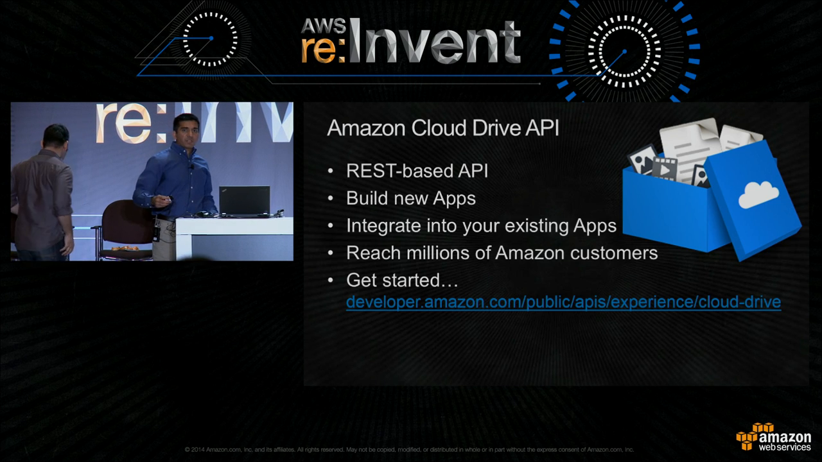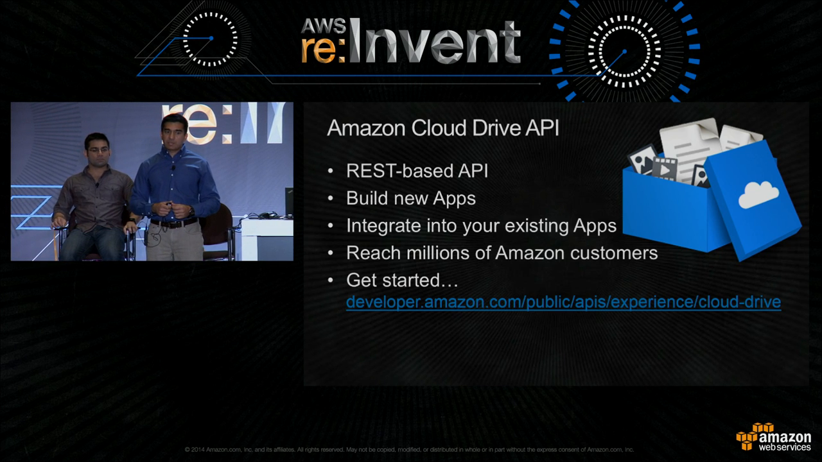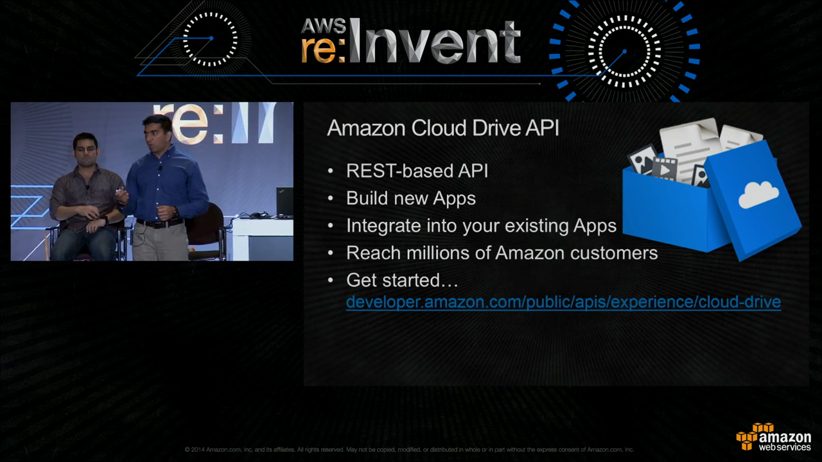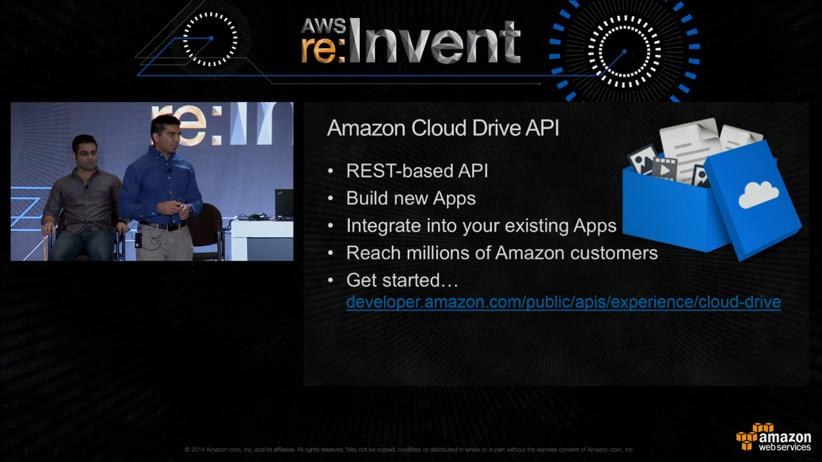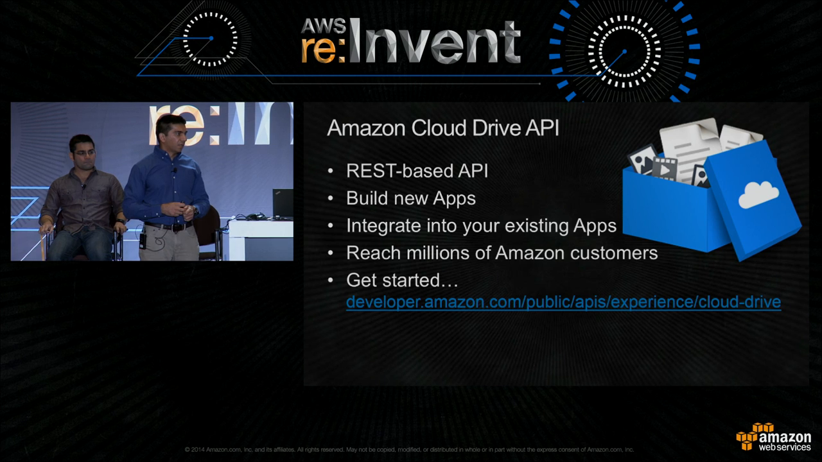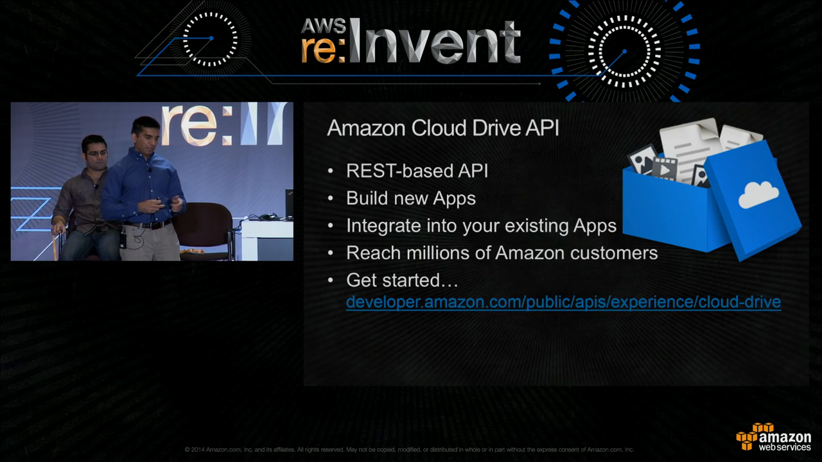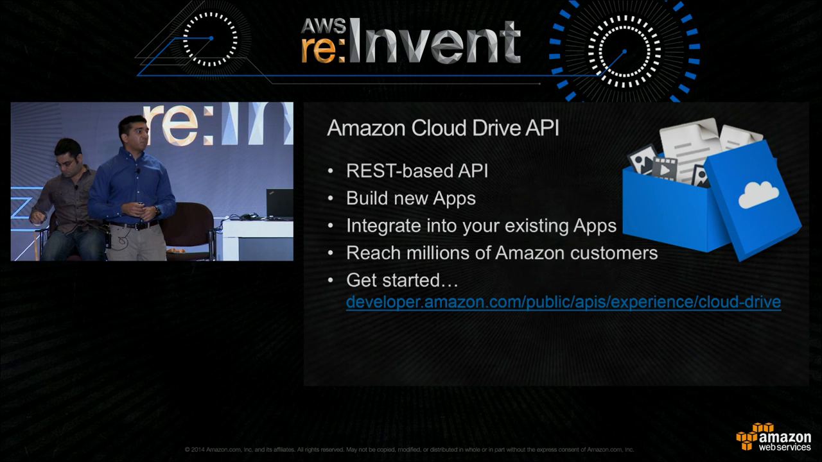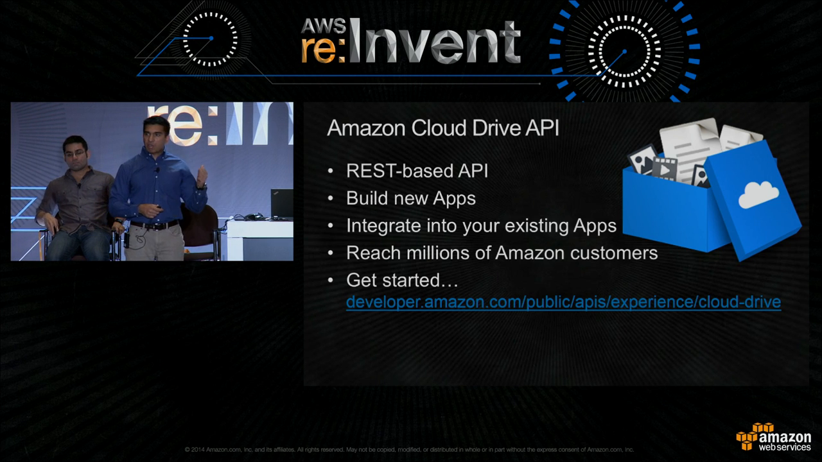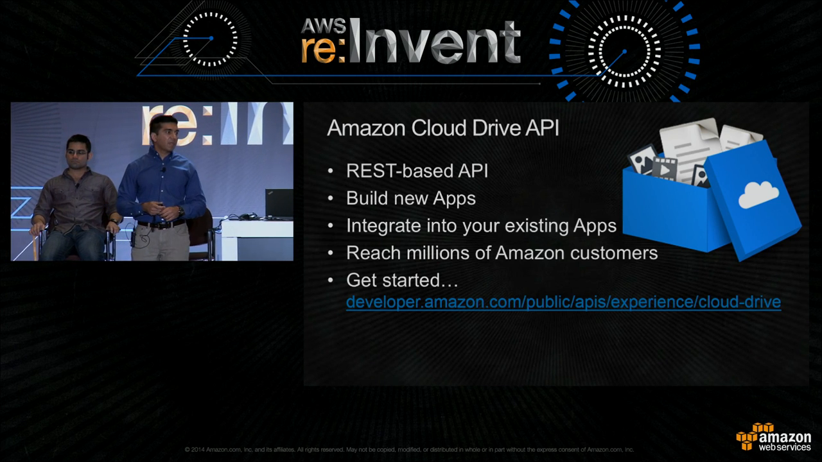So as I mentioned earlier, this week we announced Amazon Cloud Drive API. This is a REST-based API, which you all can leverage and build new apps on top of Cloud Drive services. You could integrate this API with your existing apps and serve millions of Amazon customers. Here's a link, a little bit long, where you can find more information, and I think one paper was passed to you where you can find more about this. We also have a booth where you can come and visit us if you want to learn more about this API.